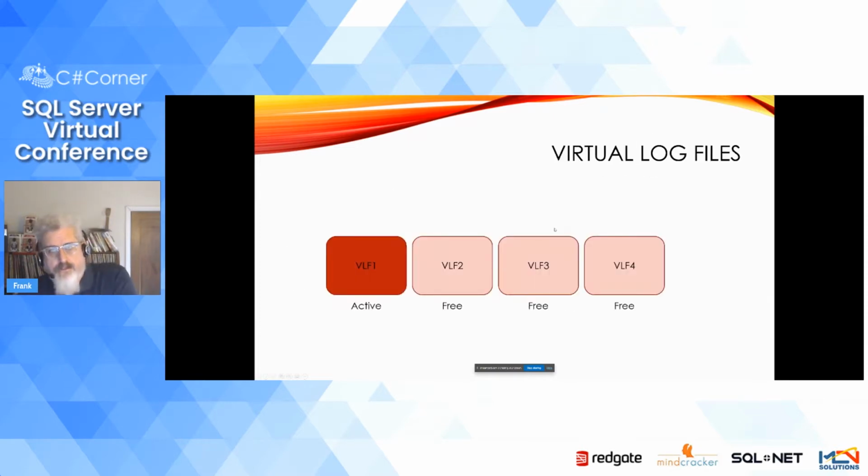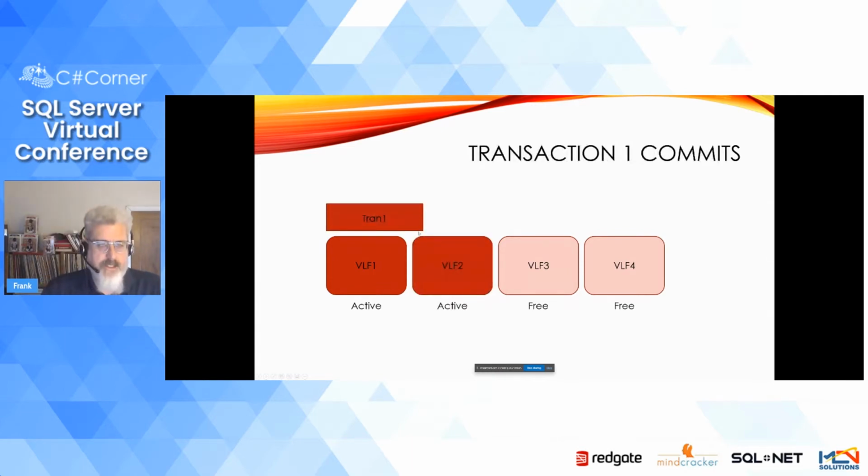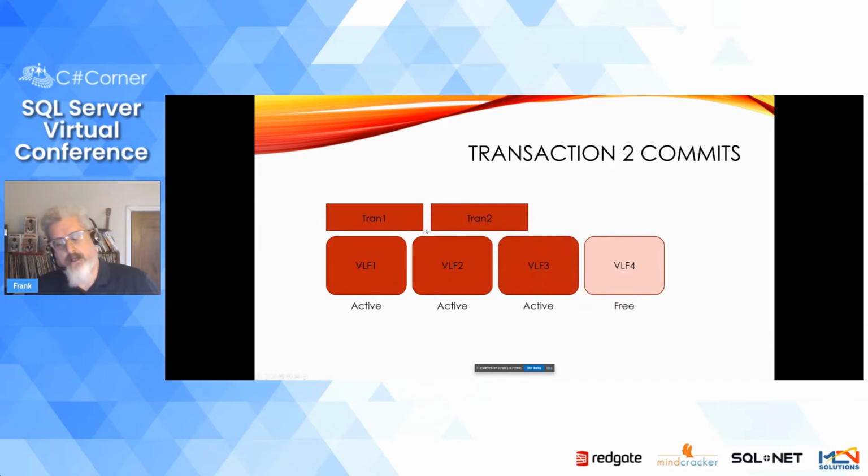So to give you a visual of what this looks like, this is a very simple example. I've got a transaction log file with 4 VLFs, and this is, for example, a newly created database. So VLF1 is active because I need somewhere to write those transaction log records. VLFs 2 through 4 are free. So at this point, I start transaction 1, and transaction 1 completes. And while transaction 1 has been running, those log records have spanned into VLF2. Tran 2 starts and completes, and transaction 2 has spanned into VLF3.